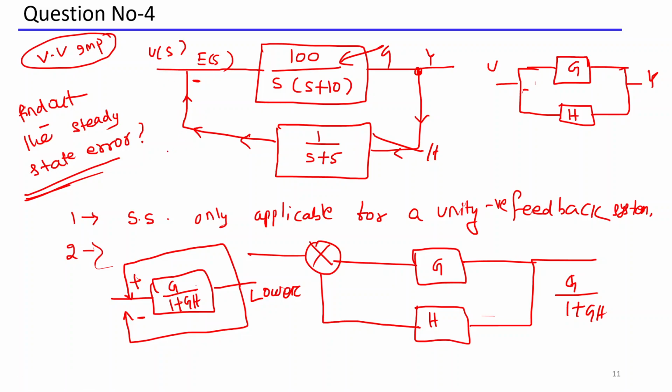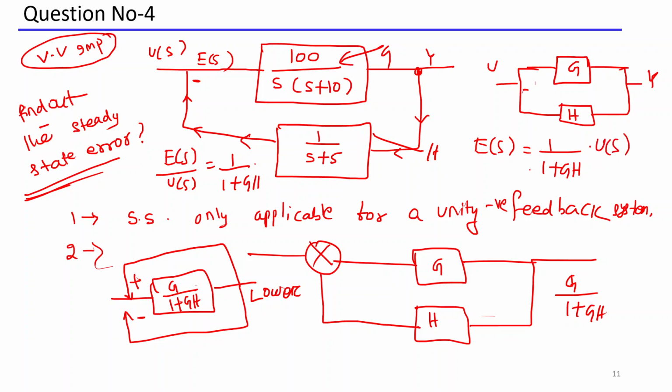What is the answer I have written? E of s divided by U of s. Already we got the answer, 1 divided by 1 plus GH. Solve it. Find out 1 divided by 1 plus GH. Then you have to multiply by U of s, because E of s is now nothing but 1 divided by 1 plus GH into U of s. Then for steady state error, you take the limit s tends to 0 of s into E of s.